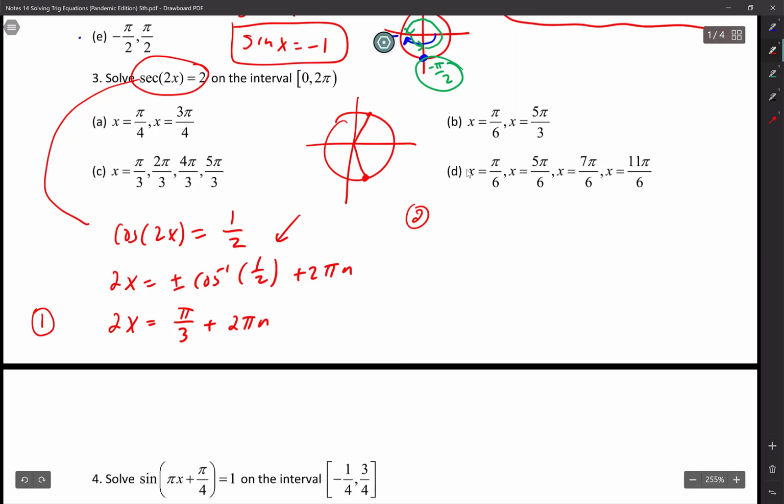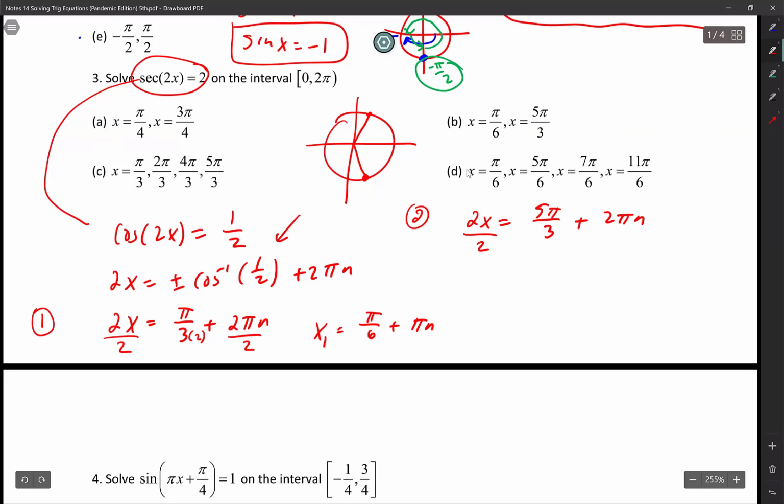Equation 2 is going to be 2x equals, let's see, 3, 6, 5. So it's going to be 5 pi over 3 plus 2 pi n. So here we go. I'm just going to start solving for x on equation 1. Divide by 2, divide by 2, divide by 2. So x equals pi over 6 plus pi n. That's from the first one.